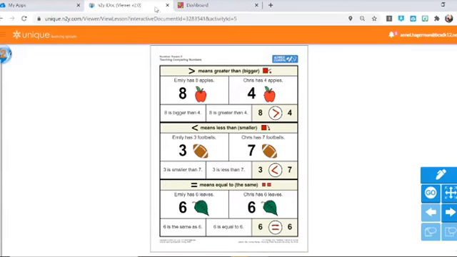So this one means greater than, or bigger. Emily has 8 apples. Chris has 4 apples. 8 is bigger than 4, so 8 is also greater than 4.